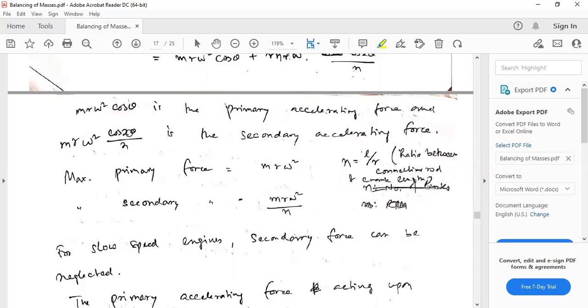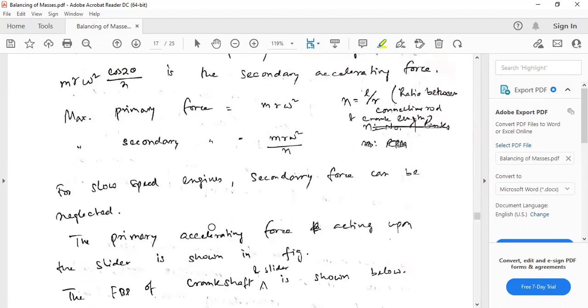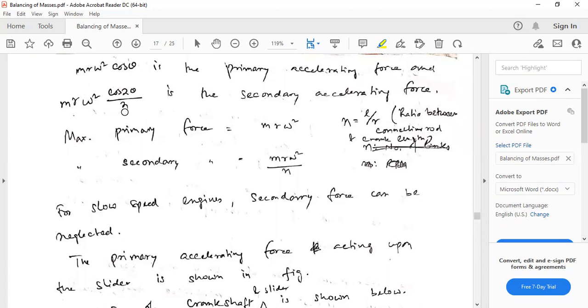Sorry, this will actually be 90 degrees. They will be at 90 degrees to each other. This is at 45 degrees, so that this becomes 90 degrees. Their maximum values will be when this part becomes 1.